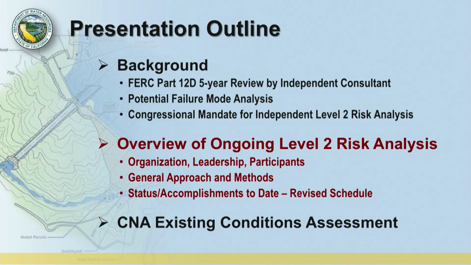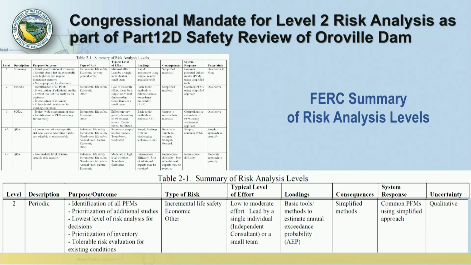So an overview of the ongoing Level 2 risk analysis. FERC defines a Level 2 risk analysis as follows. It's periodic. Its purpose is identification of all PFMs, prioritization of additional studies needed. It is the lowest level risk analysis for decisions. It does a prioritization of inventory, and it also employs tolerable risk in evaluating existing conditions. The type of risk is mainly incremental life safety, but also economic.